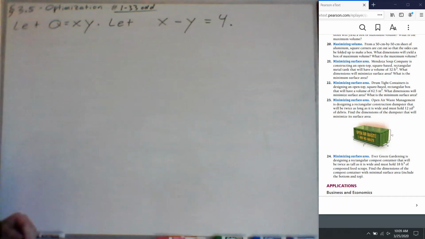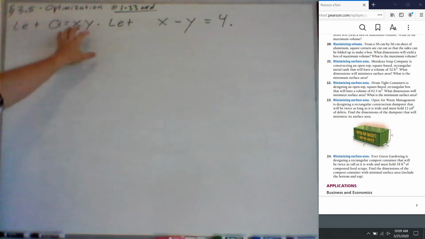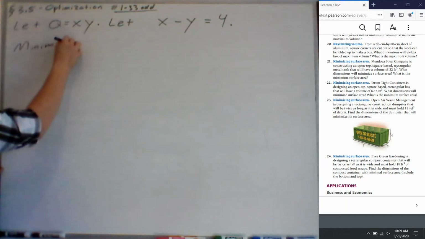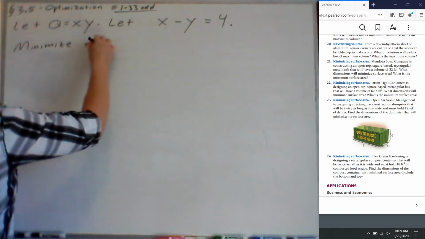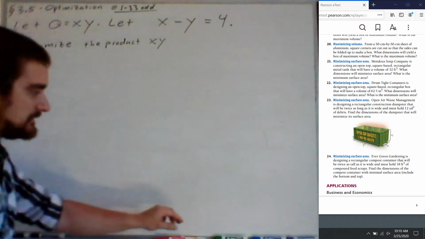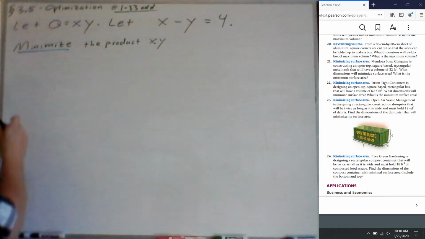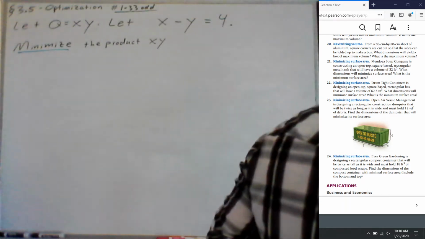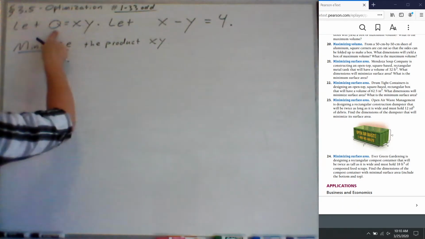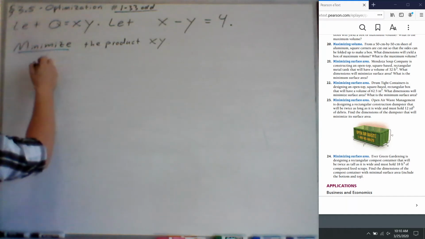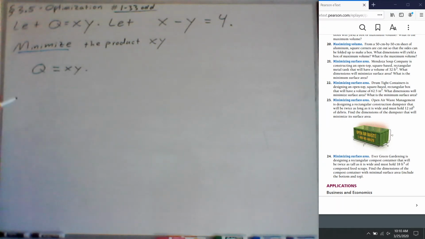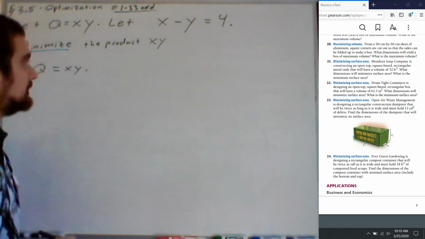All right, so we've got an objective, and we've got a constraint, and we want to minimize the product X times Y. So again, we see the word minimize, same thing as saying maximize. We want to go through this same process to try and find this minimum. Well, if we want to do that, then obviously we need Q prime. Right, so again, Q is X times Y, not a function of one variable, and that's all we know how to deal with is a function of one variable.